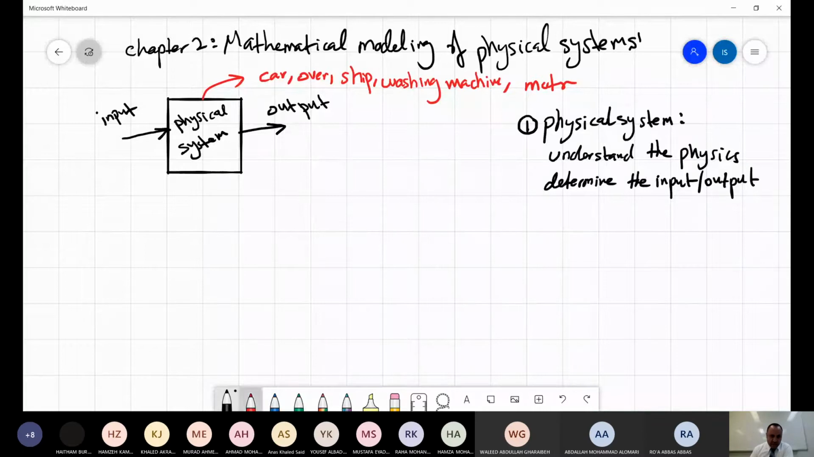Who can answer me why it's very important to specify the input and the output for the physical system? Let me choose. Ahmed, Muhammad, this one. Muhammad. Okay. Why is it very important to understand or determine the input and the output of the physical system?